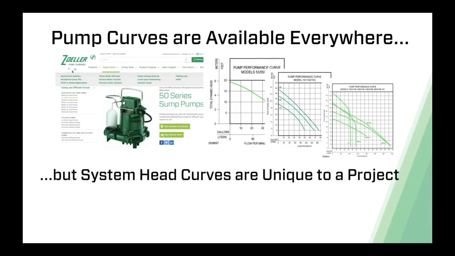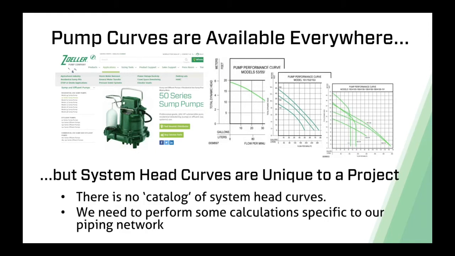But system head curves are not that way. System head curves are unique to a given project. There isn't a catalog that you can go to find what your system head curve is. We have to calculate that. We're going to have to perform some calculations given the information that we have in order to figure out what our performance needs to be.